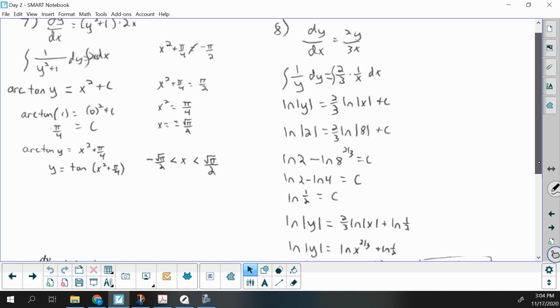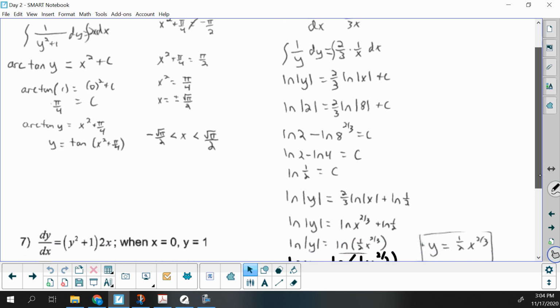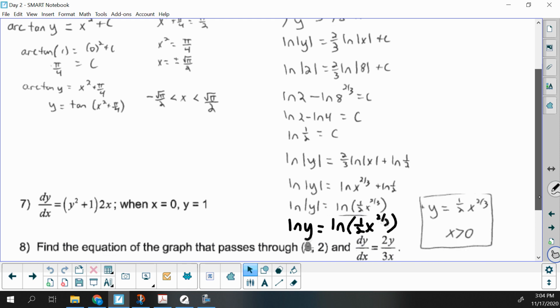Divide the y over. I pulled it out as a 2/3 in front of the 1 over x just to make it easier to think about. Take your antiderivative, fill in your point, get your c, resolve your absolute value with your point, so it ended up as a y. Since there's natural log on both sides, it's just the insides are equal to each other.